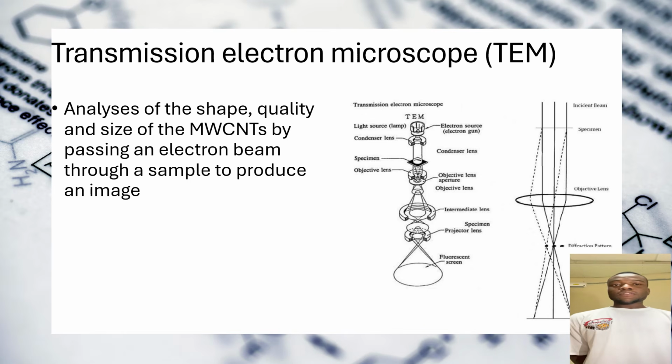Alright, the next method we will look at is the transmission electron microscope. Now, this is the analysis of the shape, quality, and size of the MWCNTs. This is done by passing an electron beam through a sample to produce an image.